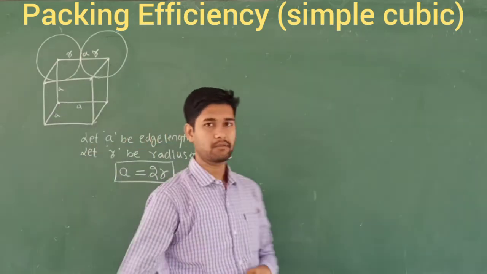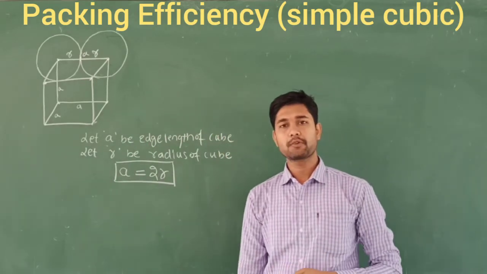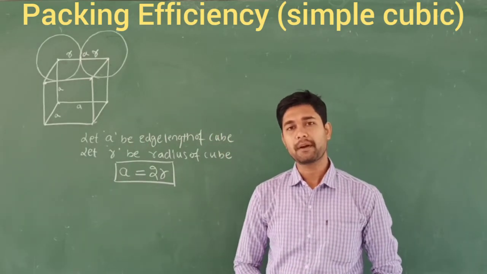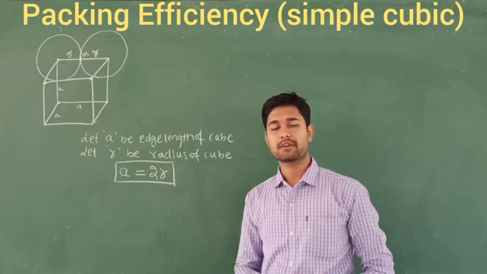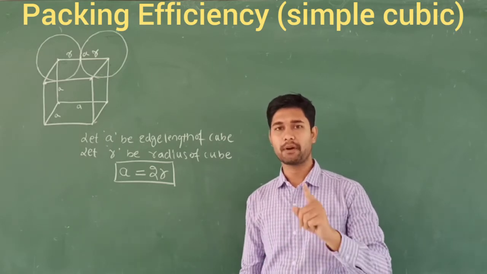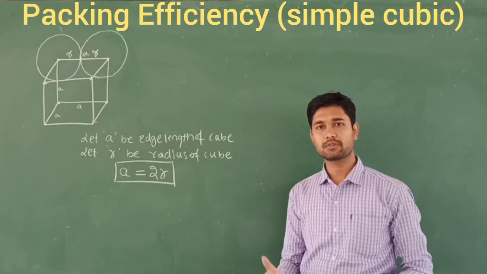This is a simple one. And you know that in a simple cubic unit cell, how many particles will be there? We have derived this already. In a simple cubic unit cell, only one particle will be there. How? You know how to find out that one.